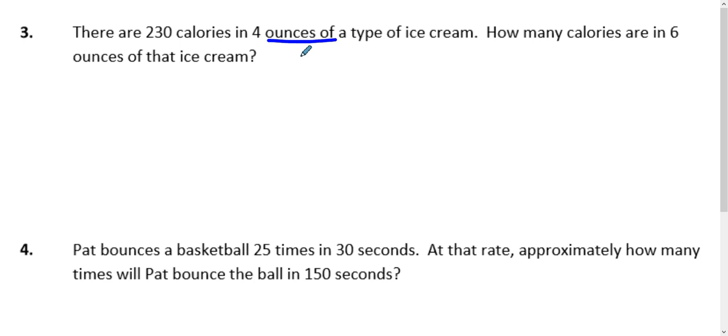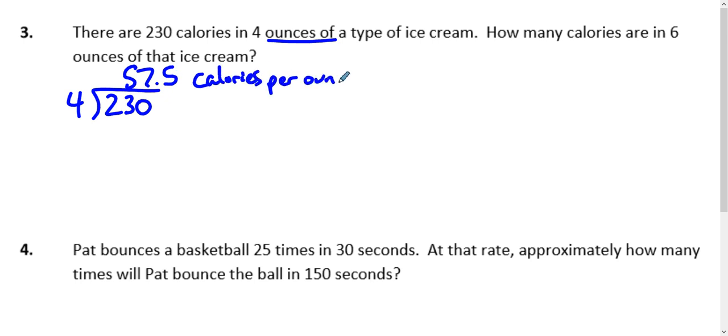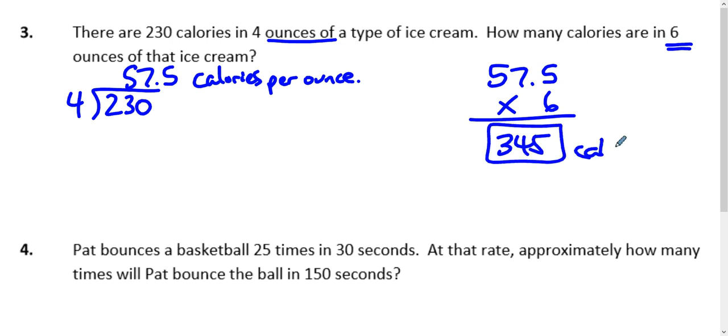What is that number of calories? Well, there are 230 calories in 4 ounces, and that turns out to be, your calculator tells you, 57 and a half calories per ounce. So if there are 57 and a half calories per ounce and 6 ounces, well, I know how this goes, and my calculator tells me that that's 345 calories. So this is proportional thinking.